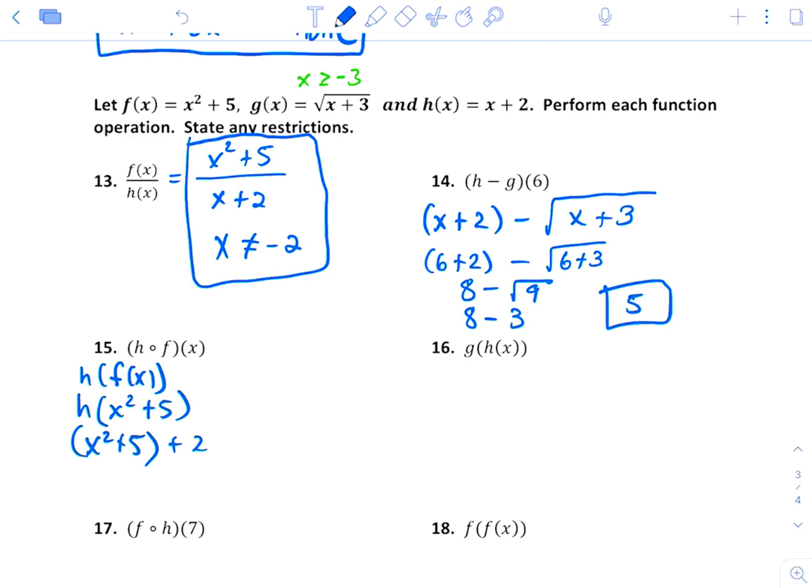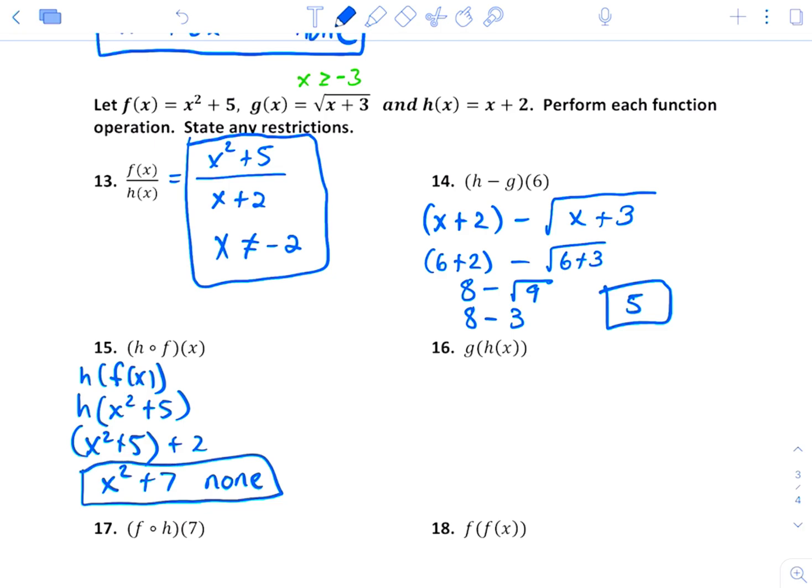Okay. Now with this, my only like terms are the 5 and 2. So this will become x squared plus 7. And then I didn't have any restrictions on my f of x or my h of x. And I ended up with a quadratic for my answer. So that means I'm not going to have any restrictions to worry about.